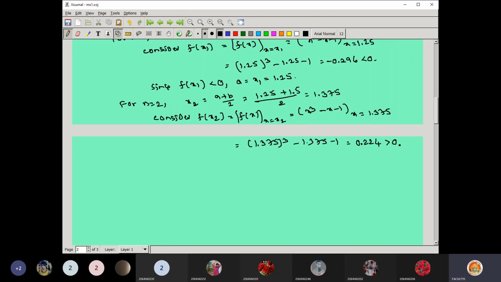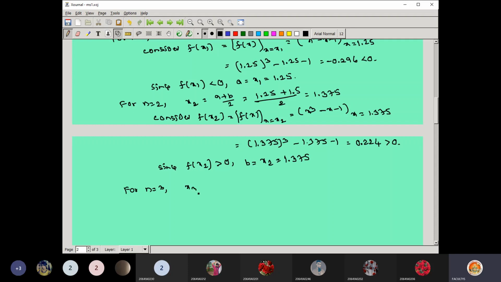So this is greater than 0. Immediately, you can have a statement since f of x2, it is greater than 0. Now you are changing the b value. Your b is equal to x2. That x2 means 1.375. Now after getting this, again you are substituting this value for the next approximate value n equal to 3.